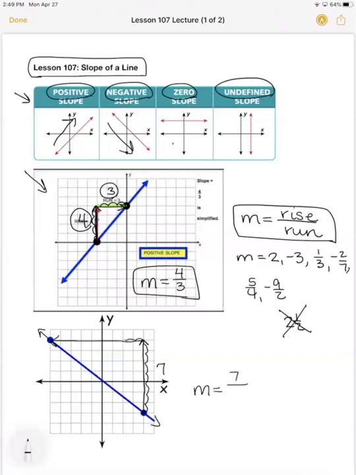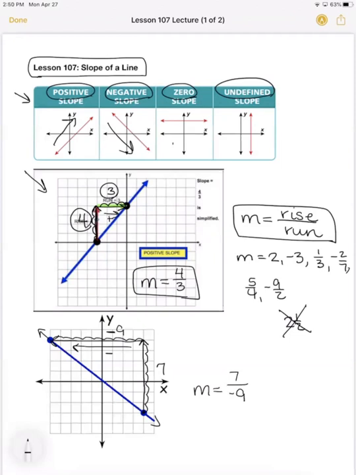1, 2, 3, 4, 5, 6, 7, 8, 9. I'm running 9, but I'm running to the left. When you run to the left, your run is defined to be negative. So I'm going to put a -9 down below. So when I run to the left, that is a negative run. Notice up above, we ran to the right. That was a positive run.